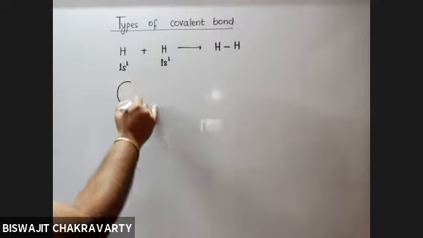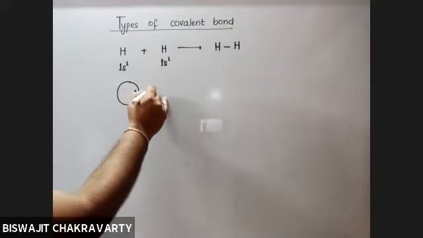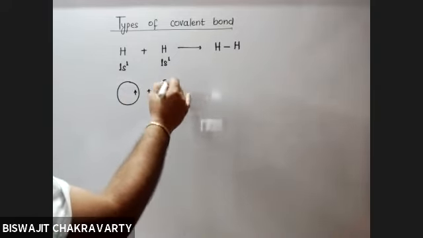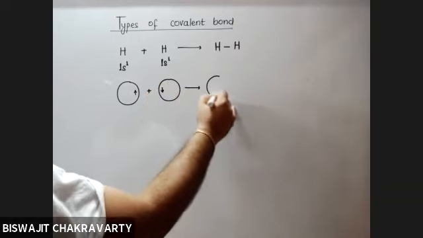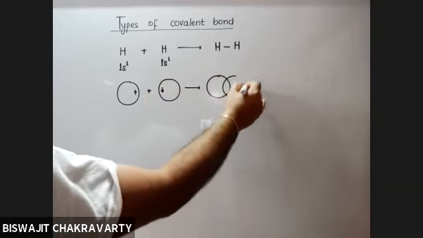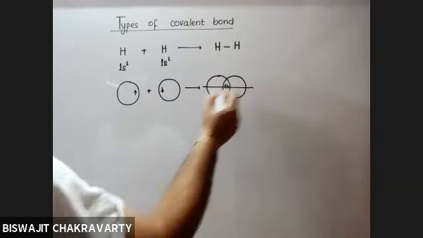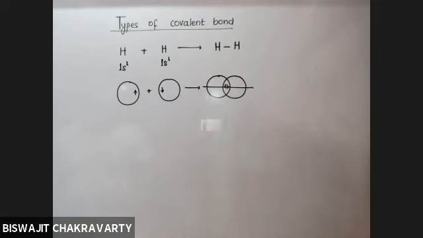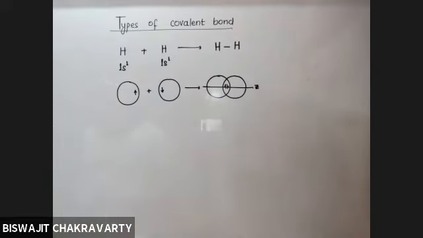So we can write the orbital of hydrogen as this and another as this. When they overlap with each other, you will come across this type of overlapping. Now conventionally, the z-axis is considered as the internuclear axis.